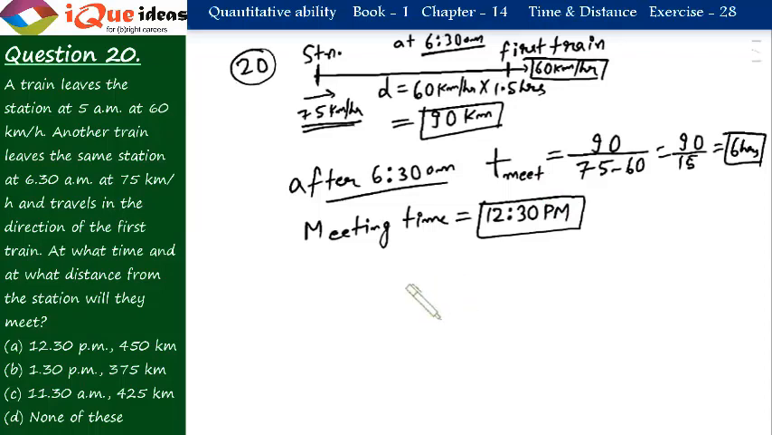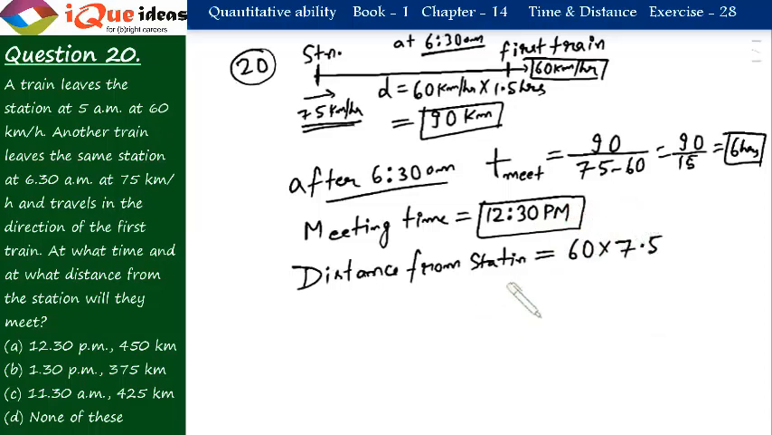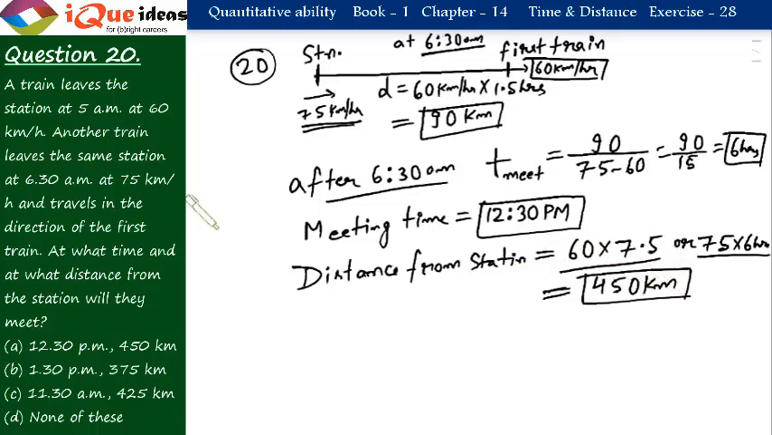And then the question says, at what distance from the station will they meet? So the distance from the station would be equal to the distance traveled by the first train in total 7.5 hours, or the second train, 75 into the time 6 hours. So whichever way you want to calculate, you can do that, right? If you calculate the distance traveled by the first train, total distance, or the second train, the answer will come out to be the same, and that answer will be 450 kilometers. So they will meet at a distance of 450 kilometers.